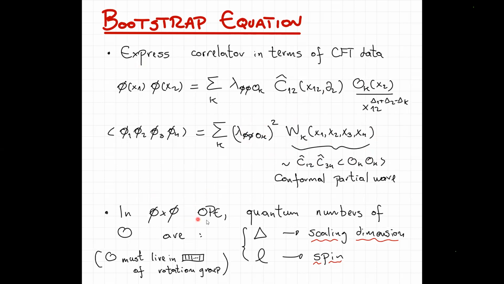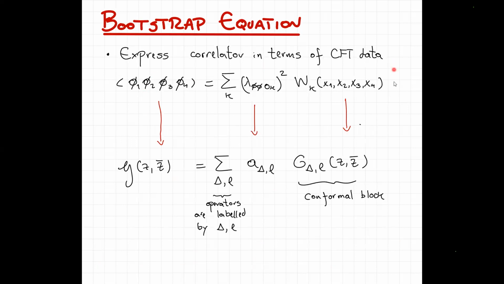Furthermore, in the OPE of two scalars, the only allowed quantum numbers of primary operators are delta, the scaling dimension, and what I call the spin L, because O must live in this representation of the rotation group. This is a consequence of the fact that these two fields are scalars.